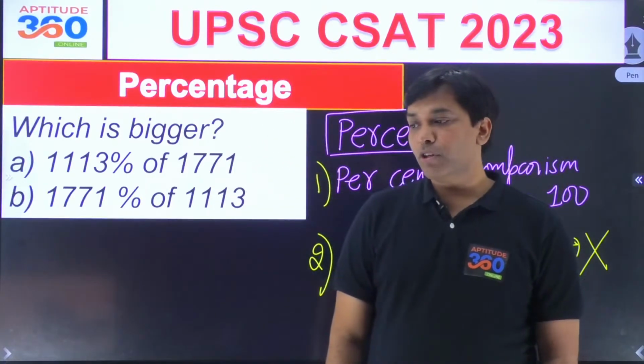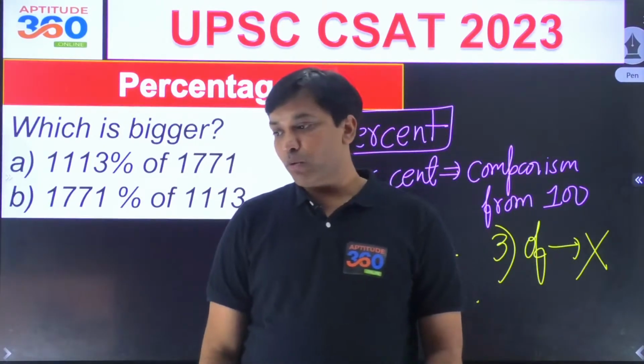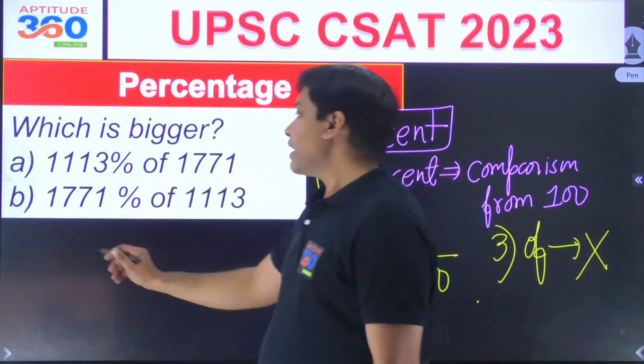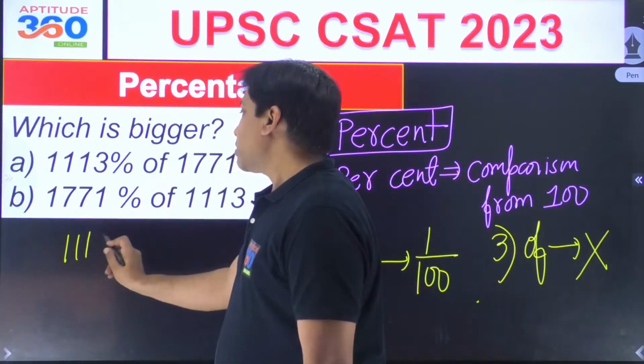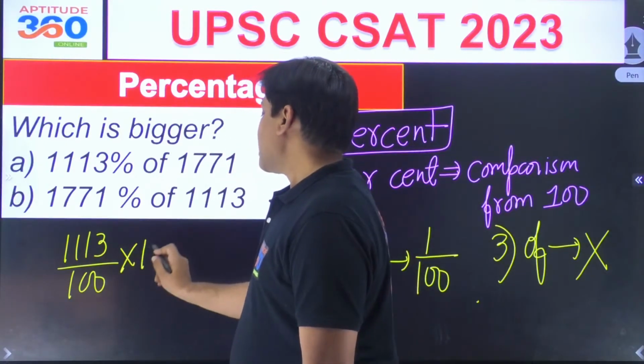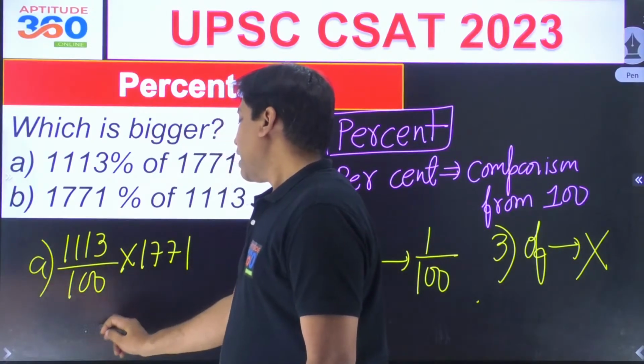मुस्कान वर्मा says both of them are equal. Makuraria also says both of them are equal. Aradhana says they are equal. So what did I say? If 1113% is divided by 100 into 1771, that is your statement A. How about B?